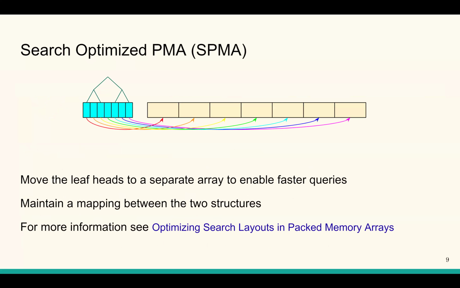So the general idea around a search-optimized PMA is that we end up with two parts of data. We have our leaf heads, where we're going to want to be able to very efficiently query, and we have the rest of our data where we want to be optimized for these scan-based workloads. And so what we end up doing is we can move all of these heads into a separate data structure that is faster for querying and leave the rest of the data as it is to give us our efficient scans.